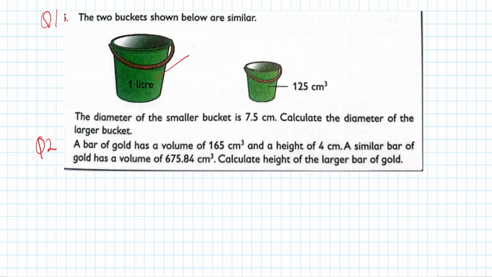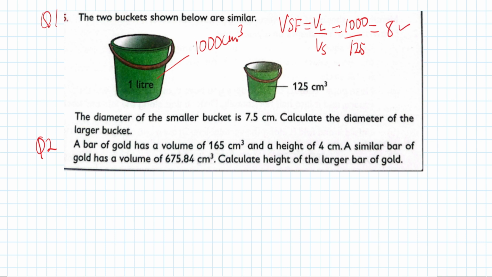Now we know that 1 liter is just equal to 1000 cubic centimeter. You cannot compare when one is in liters and the other in cubic centimeters, all units must be the same. So now we say the volume scale factor is equal to the volume of the image. Let's say for now, the volume of the larger bucket over the volume of the smaller. The volume of the larger is 1000 divided by the smaller, which is 125. So 1000 divided by 125 is going to give you 8. So that is the volume scale factor.